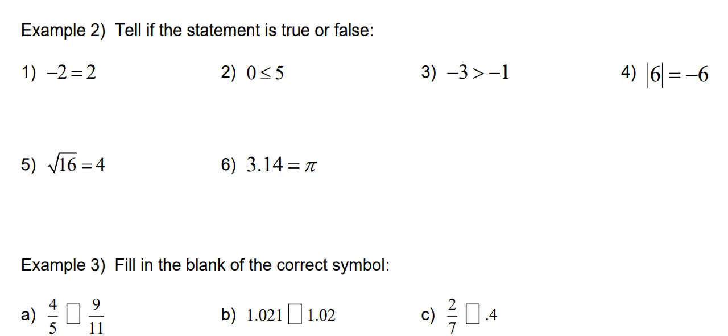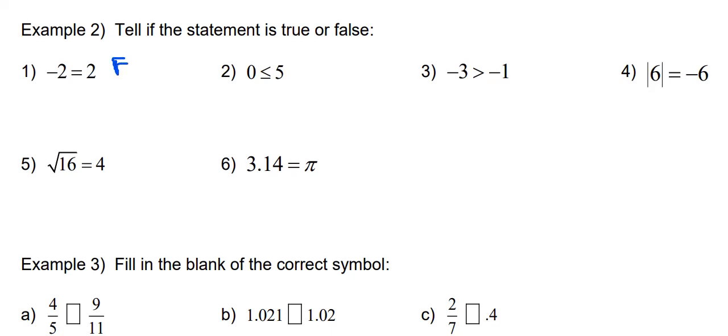Okay, we're going to continue with 8.1, and in 8.1 we talked about the different sets of real numbers, and now we are going to compare real numbers. All right, in number 1 it says -2 equals +2. Is that true or false? That would be false.